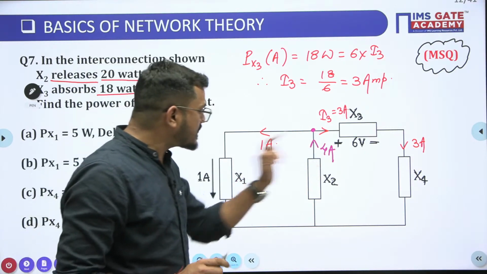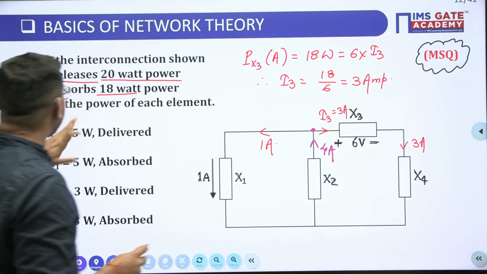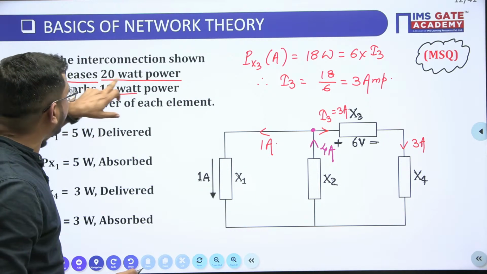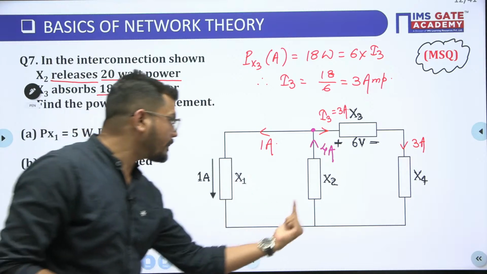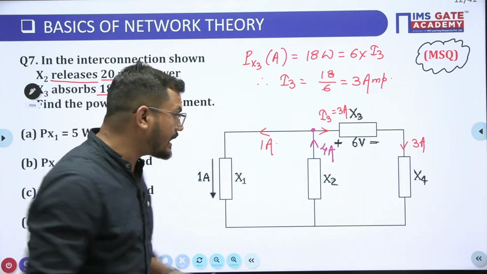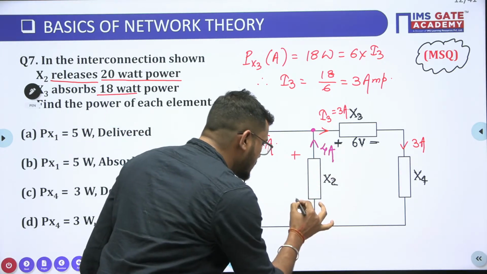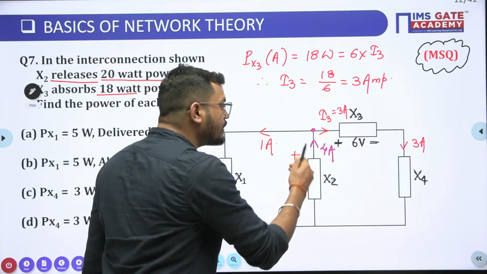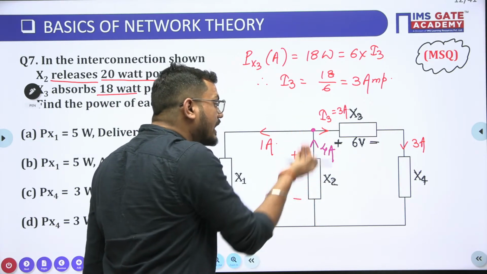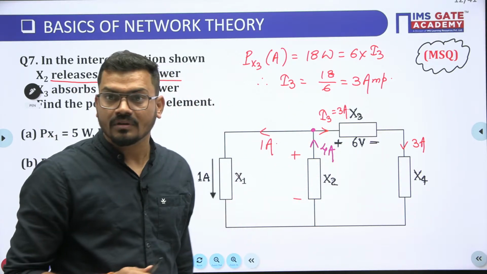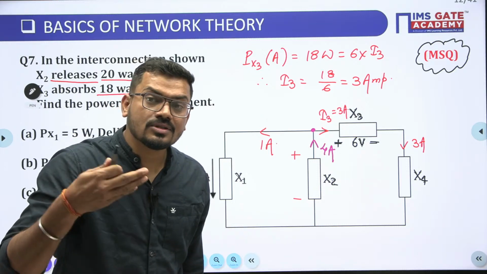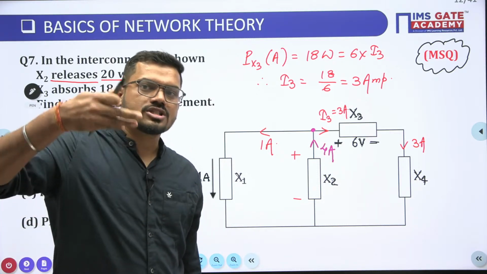Okay, and if it is 4 ampere and we have given X2 releases 20 watt of power and the direction of current is this, so it means that the polarity of this X2 should be positive because the current should be delivering from the positive terminals, guys. Is it clear now? The current should be leaving from the positive terminal.